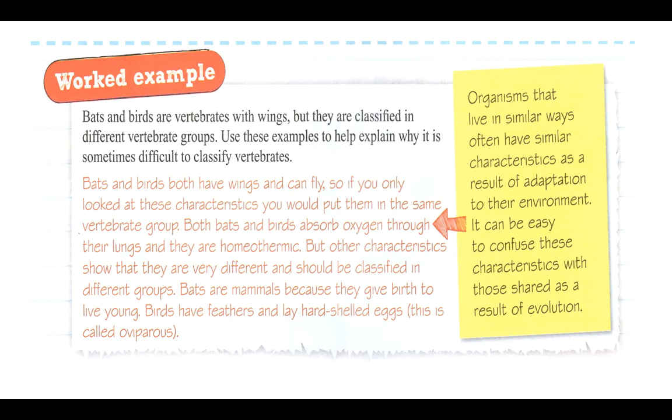Okay? Now, something that you must always be sure to mention, as is said in the yellow box here, organisms that live in similar ways often have similar characteristics as a result of adaptation to their environment. It can be easy to confuse these characteristics with those shared as a result of evolution. Okay? So, organisms have simply been chosen through natural selection to be more adapted to a certain area. Therefore, they tend to have these very similar characteristics.